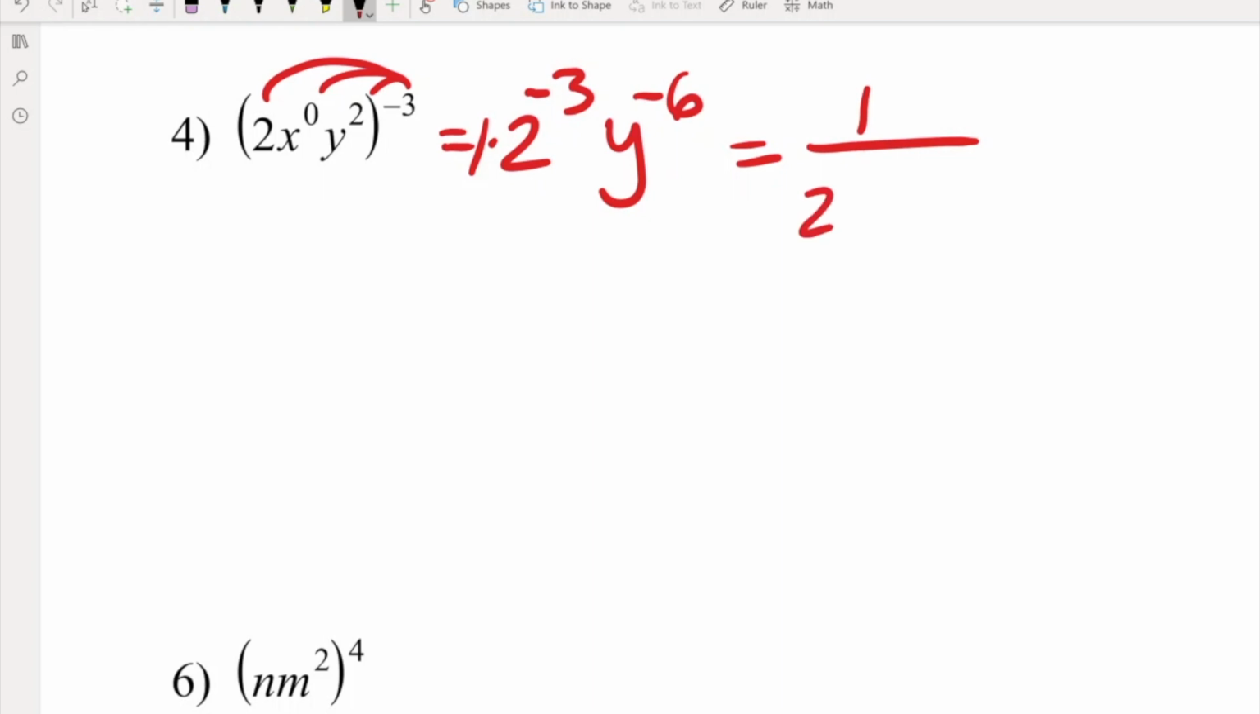2 to the third. Why don't we just put what 2 to the third is? It's 8. It's 2 times 2 times 2. Don't put 6. You're going to be tempted to put 6. But remember, with exponents, 2 times 2 is 4 times 2 is 8. 8y to the 6th. And there's my final answer.